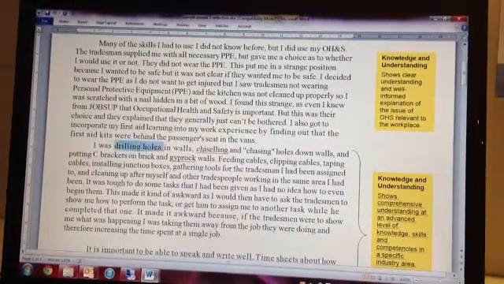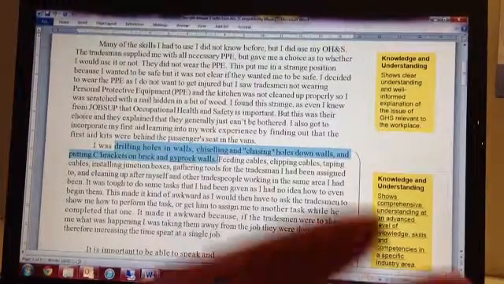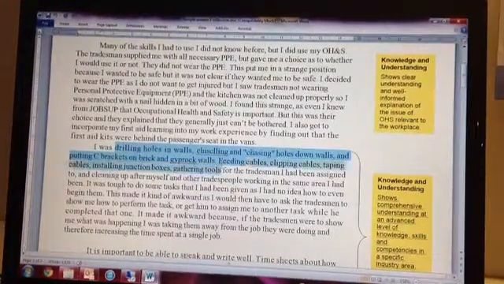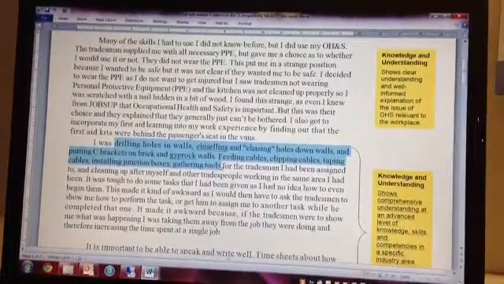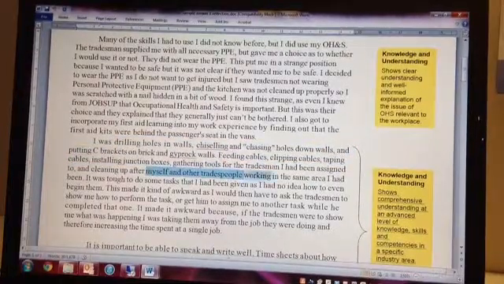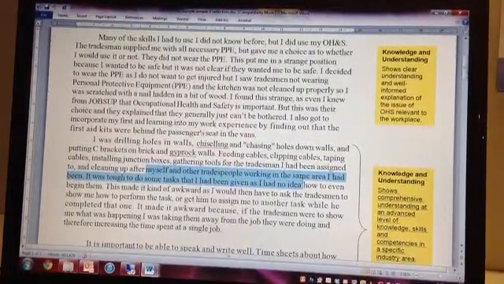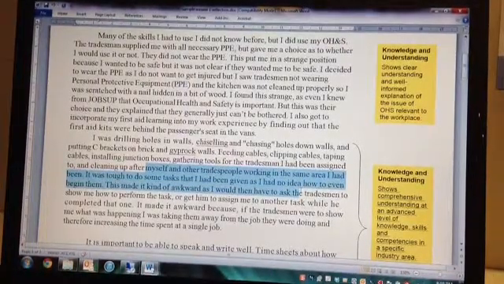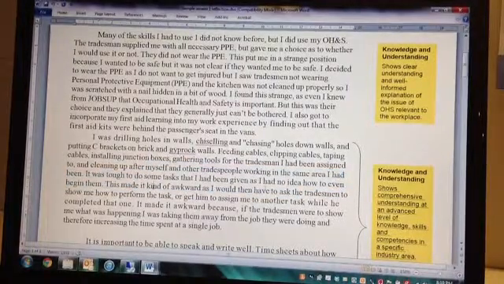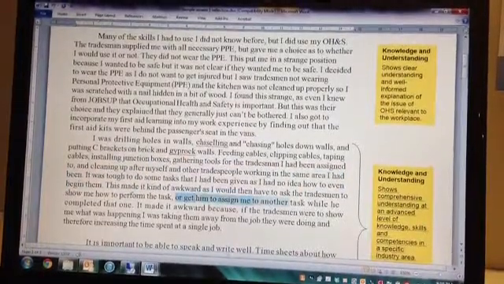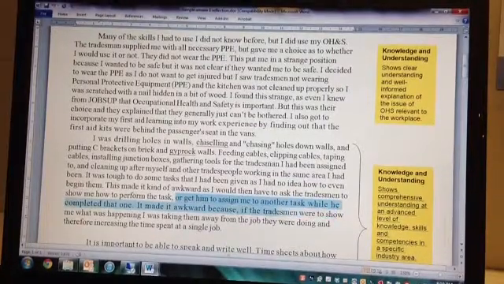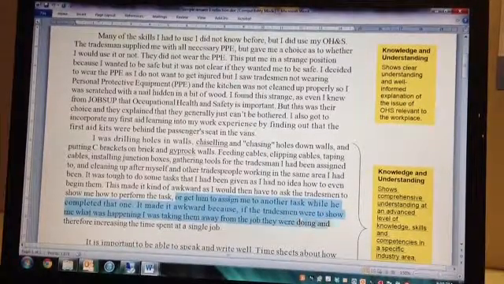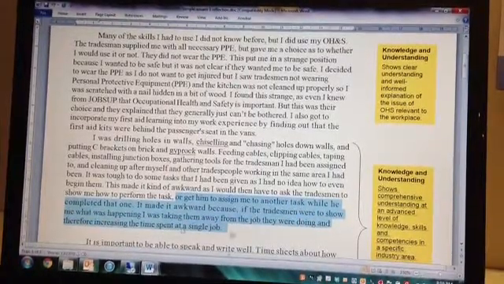Here we go again. I was drilling holes in walls, chiselling, chasing holes down walls, so they're explaining the task that they were actually doing. Putting seed brackets on brick and gyprock walls, feeding cables, clipping cables, and so on. I was cleaning up after myself and other tradespeople working in the same area. It was tough to do some tasks that I'd been given as I had no idea how to even begin them. This made it kind of awkward, as I would then have to ask them to show me how to perform a task or get them to assign me to another task while he completed that one. It made it awkward because if the tradesmen were to show me what was happening, I was taking them away from the job they were doing and therefore increasing the time they spent at a single job.